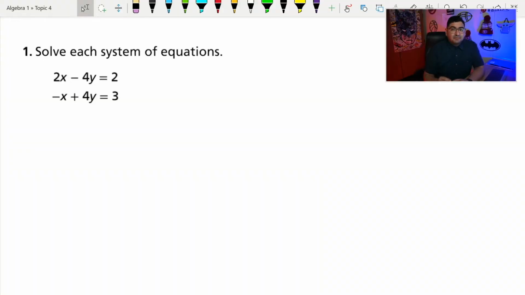Now, in order to use the elimination method, it's handy to have both of your equations written in standard form, which is what we have here with these two equations. Sometimes it's called the addition method, depending on who's teaching it to you. But essentially what the elimination method does is it eliminates one of our variables. So by adding the two equations, we are going to eliminate either x or y. That is the goal of the elimination method.